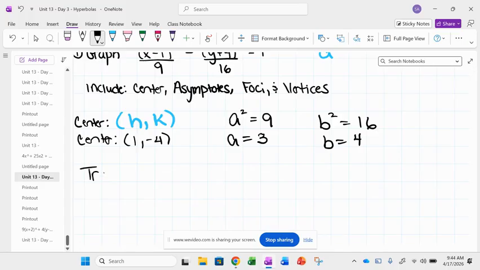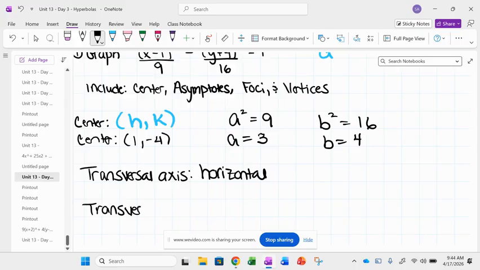Okay, the transversal axis is horizontal. So when I say the transversal axis is horizontal, it just means that my hyperbola is horizontal. That's all it means. But now if I want the transversal axis length, and I should have put this as something that I wanted, it's going to be 2a. Well, if a is 3, do we all agree the transversal axis length has to be 6?